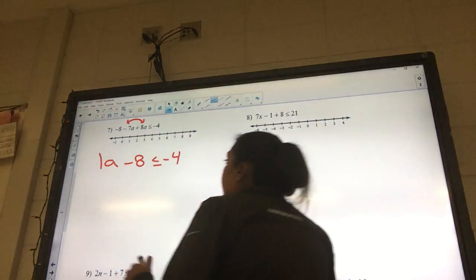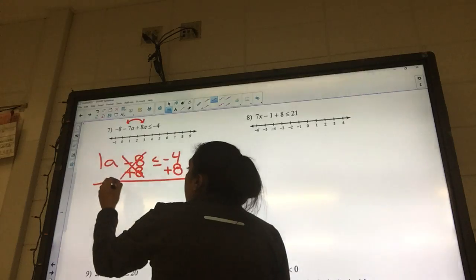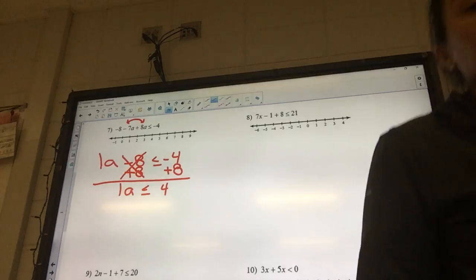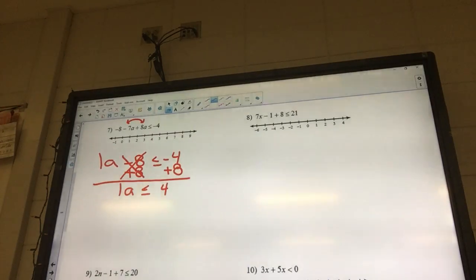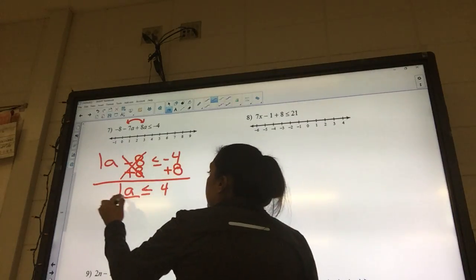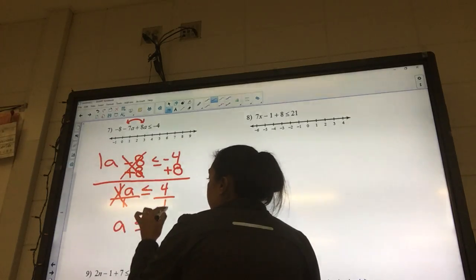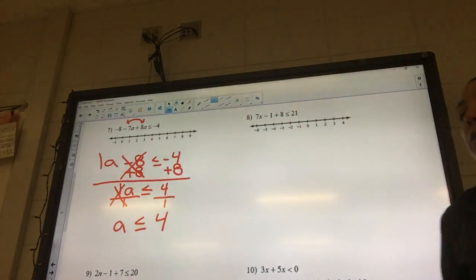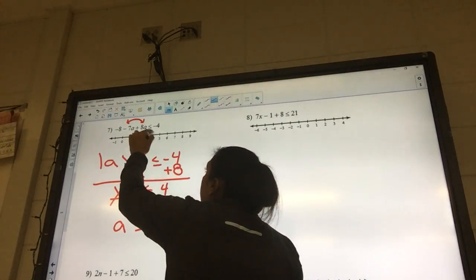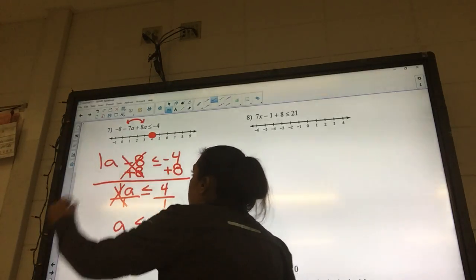Okay, add or subtract the kid. Okay, so I have 1a is less than or equal to 4. And what's our last step always? Divide. So I got a. Do we need to flip our sign? No, because that one's not negative, we don't need to flip it. Okay, we're going to go to the 4 and put a closed dot, and it needs to be pointed towards the left.